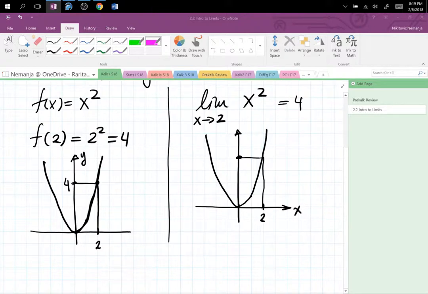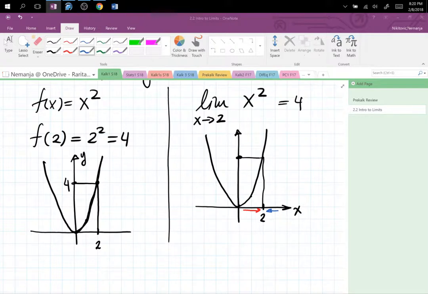Clearly, if you want to approach the desk, you will walk to it, right? So there are two ways for me to approach 2. I can approach 2 from the left, and I can approach 2 from the right. That better be clear, right?